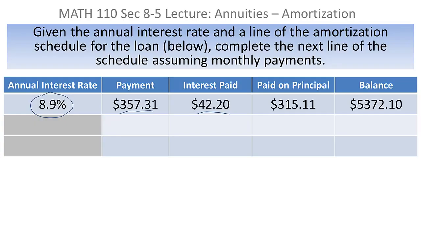The column on paid for principal is just the difference. If you paid $357.31 and the interest was $42.20, the difference between the payment and the interest is what went to principal. So you're actually subtracting to get the principal. And then your balance goes down by the amount that was paid on principal. So if you started out owing a certain amount, it went down by $315.11 and came out to be $53,72.10. They already gave you that, so you're not asked to calculate any of that, but they want you to continue.